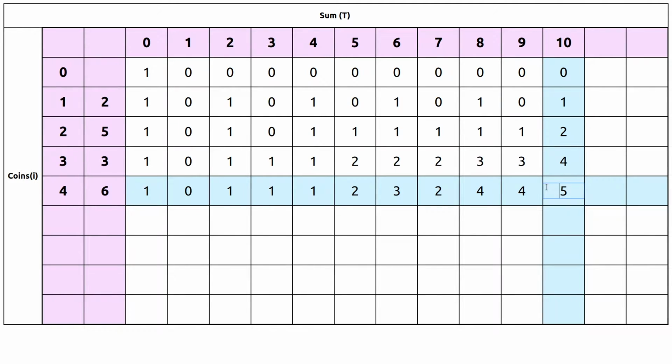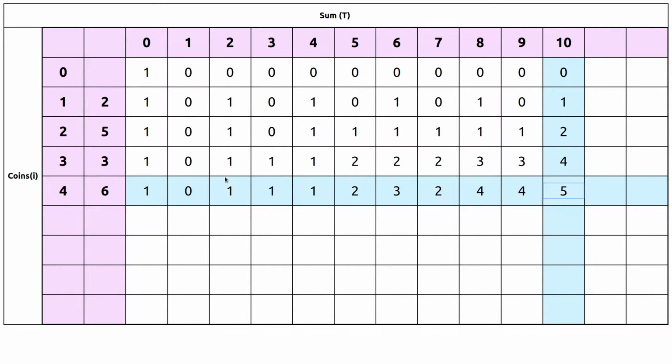We just need to check whether the current cell value is greater than the previous row value. Why are we checking that? Because if the current cell value is greater than the previous row, that means by including the current coin, there are some possibilities which we add to the previous row. Otherwise, if including the current coin was not possible, we would just copy the value from the previous row.